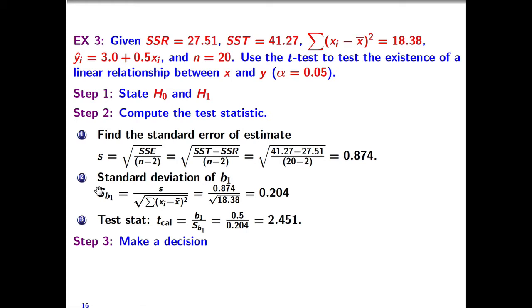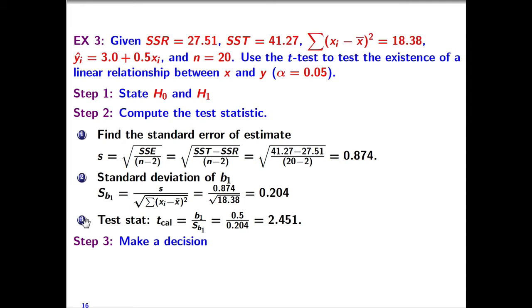And then sub-step number 2, you're going to find the standard deviation of B1, and for this we use equation 14.18. This is equal to S over the square root of the sum of squares with respect to the x values, which is 18.38. So you have 0.874 over the square root of 18.38, which is equal to 0.204.